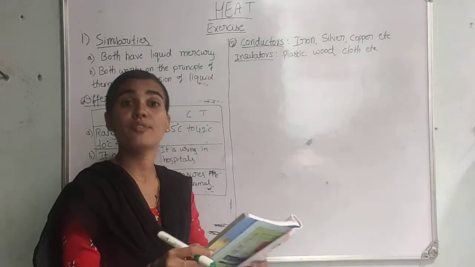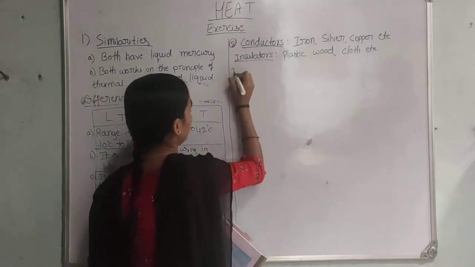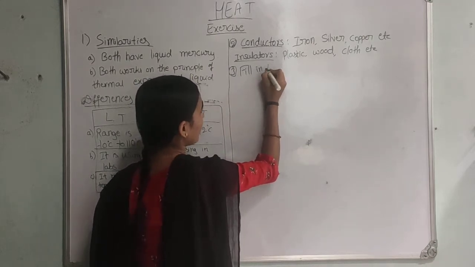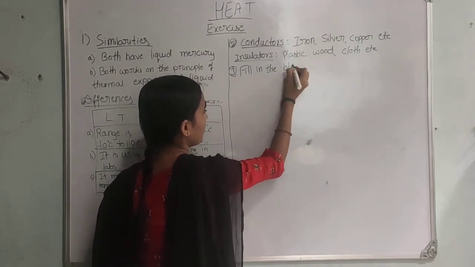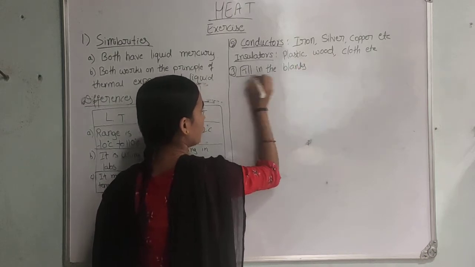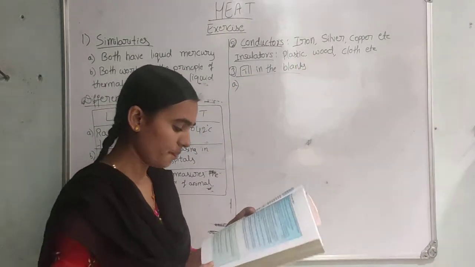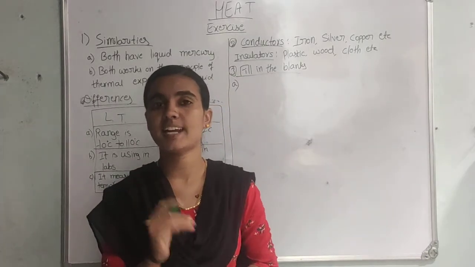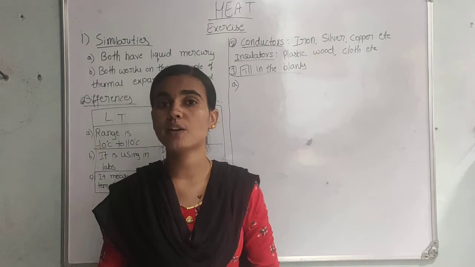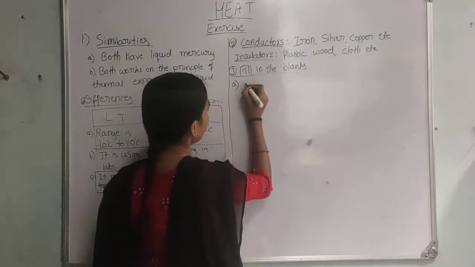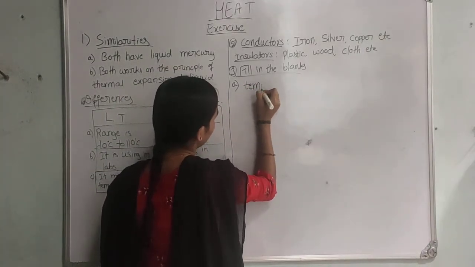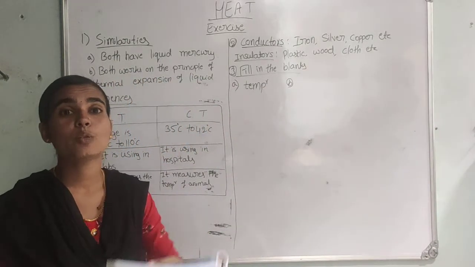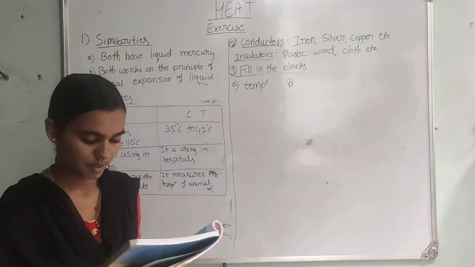So next, fill in the blanks. Third question, fill in the blanks. In this fill in the blanks, first one, A. The hotness of an object is determined by its dash. That means how are we measuring the hotness of an object? The hotness of the object is measured by the temperature. The hotness and coolness of an object we call temperature.